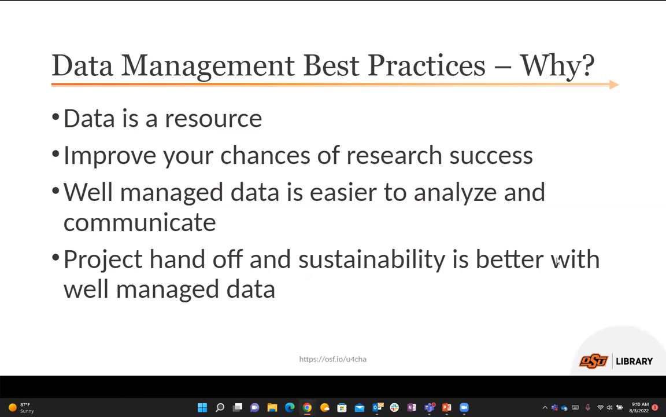If you do a good job of managing your data, it really improves your chances of research success, because there's nothing like lost data or poorly documented data to set you back. It's easier to analyze and communicate once you get to the point where you're trying to write things up, whether it's for a thesis or a publication. And if you are someone who does have a very successful project, you're not going to be the last one who wants to work on it. It's going to be something that will be of interest to another graduate student or another person in your lab, and it's much easier to hand off if the data is well managed.